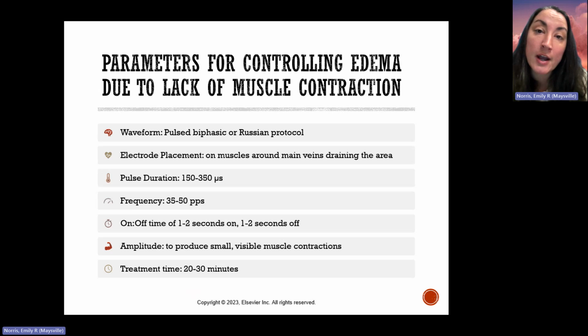versus Russian stim that we use to strengthen a quad. We want at least 30 to 50 seconds off time for every 10 seconds that you're on. So rather than that 1 to 1 ratio, it's that 1 to 3 or 1 to 5 ratio. So much less off time needed for this type of ESTIM. The amplitude needs to produce a small visible muscle contraction. So we're not going to the full contraction, just a small visible contraction of the muscle. And the treatment time is also 20 to 30 minutes.